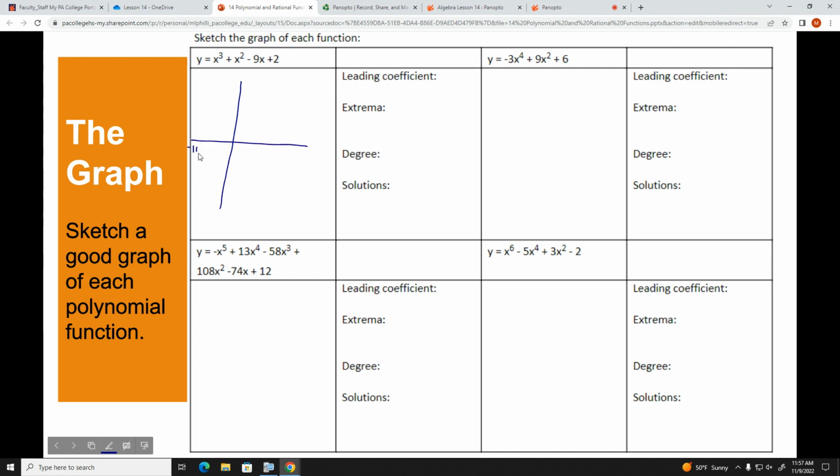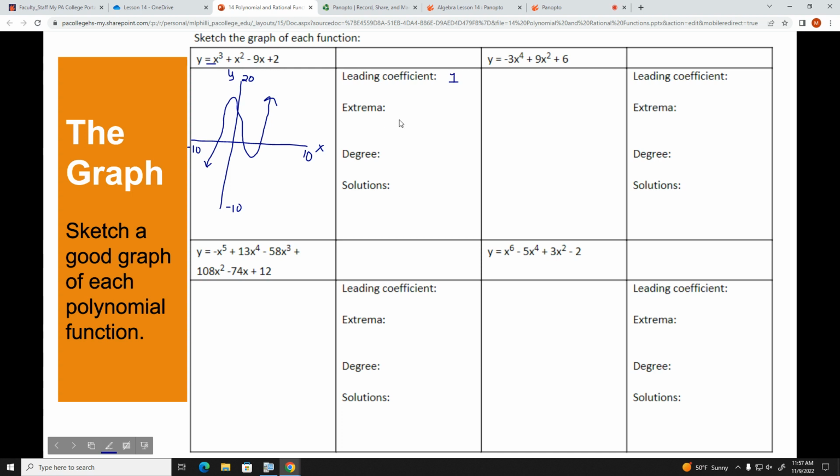From -10 to +10 in the x direction, from -10 to +20 in the y direction. We had a cubic function that came up, curved, came down, curved, and went back up. So we are to take note of a number of different things. So the first thing is the leading coefficient. That's the number in front of the highest degree term. When I look here, it is not written, and so it would be 1.